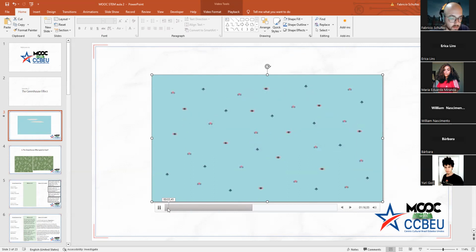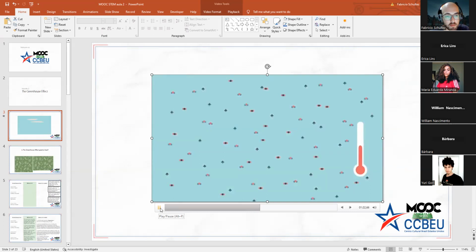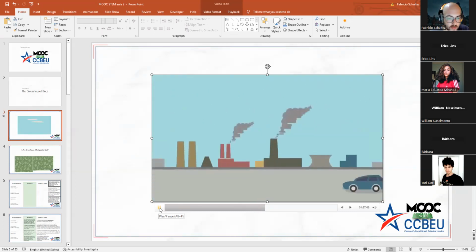Earth needs a balance of greenhouse gases to maintain just the right temperature for living things. But some human activities are changing Earth's natural greenhouse effect. For example, burning fossil fuels like coal and oil releases more carbon dioxide into our atmosphere.